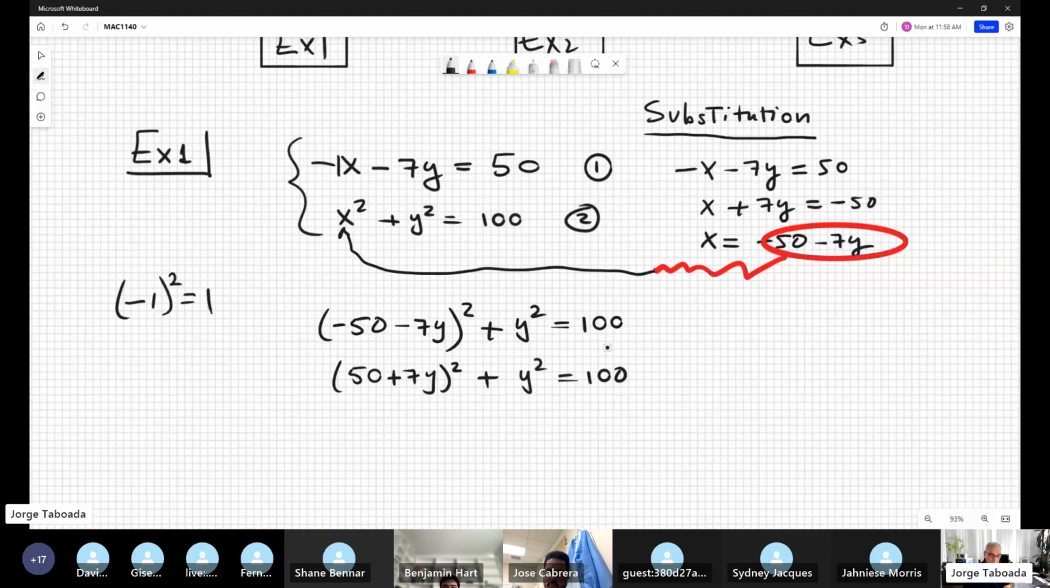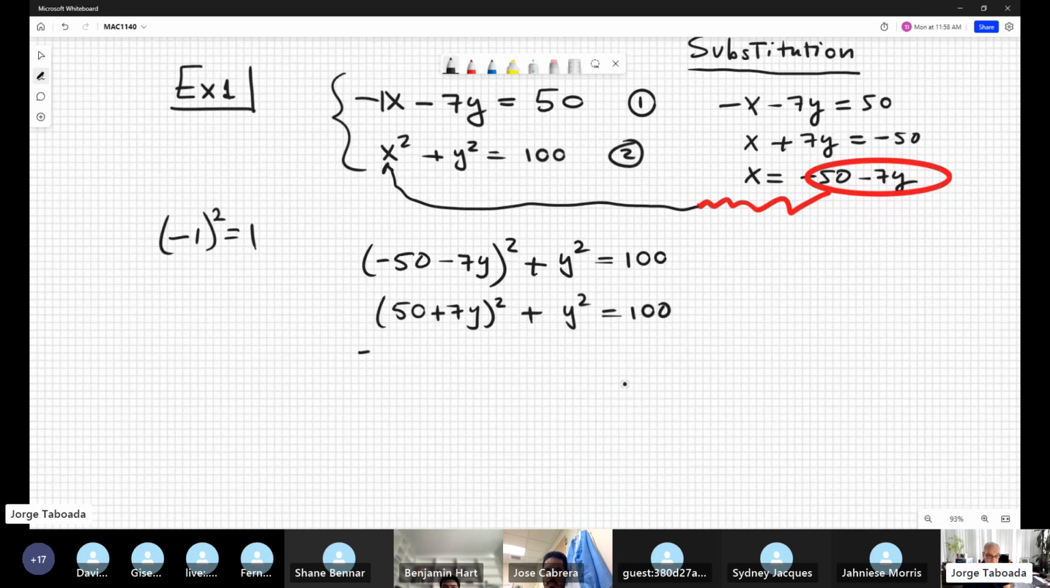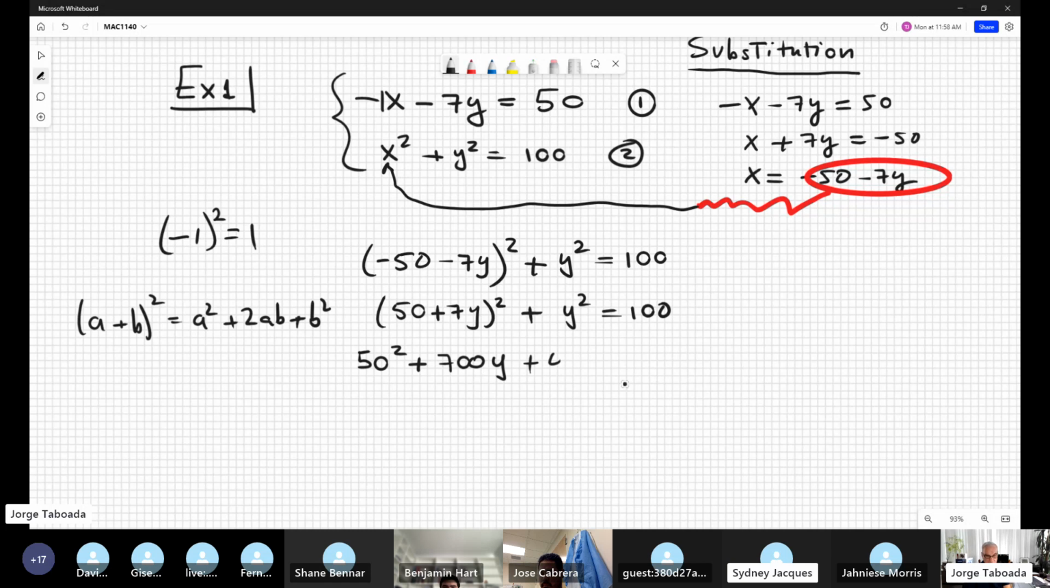Okay, cool. Now you break it down, or expand, sorry. This is 50 squared plus 50 times 7 times 2, is 700. Why? Guys, I suppose you remember this. A plus B squared is A squared plus twice AB plus B squared. Yes or no? That's the thing I tried. And this is 49 y squared plus y squared equals 100. Correct? Do you follow me, this expansion of the binomial square?